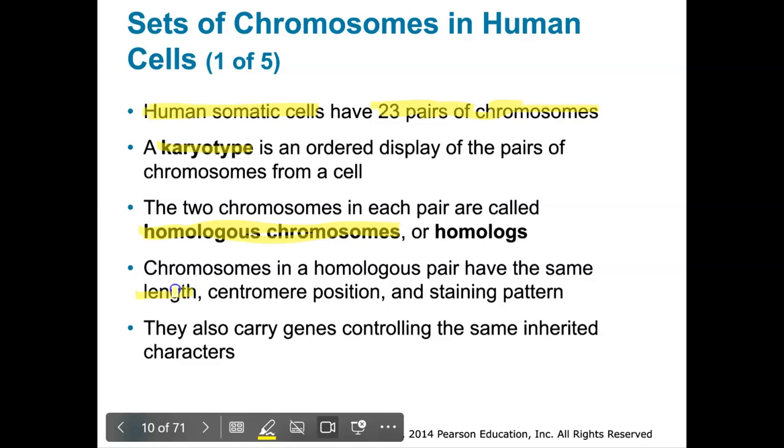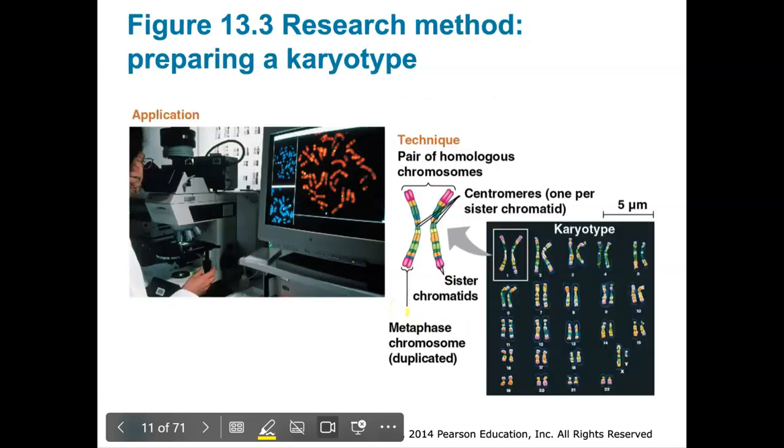They're going to be the same height. They're going to have the centromere, or the waist, in the same position. And their staining pattern, which represents their banding pattern, shows you their genes. So the staining pattern is the same, which means they have genes for the same traits.